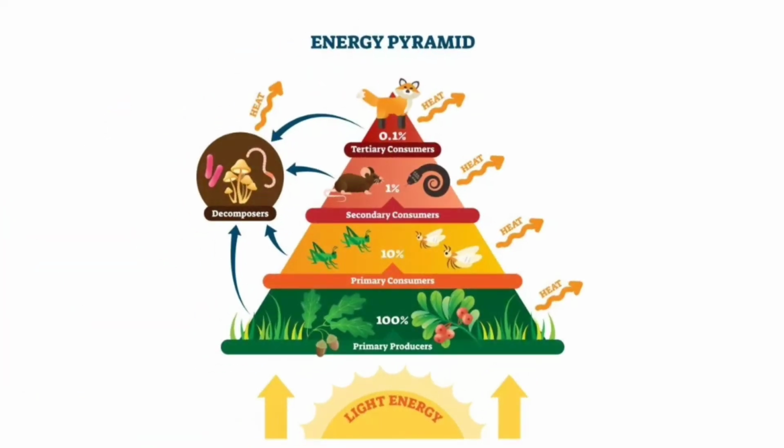Now let's move on to modeling energy pyramids. An energy pyramid shows the amount of energy available at each step of a food chain. I have this example of an energy pyramid. First, we have the light energy. It's at the bottom, right? Then we have the primary producers that get 100% of the energy available. Then the primary consumers get 10% of the energy available. The secondary consumers get 1%, and the tertiary consumers get 0.1%.